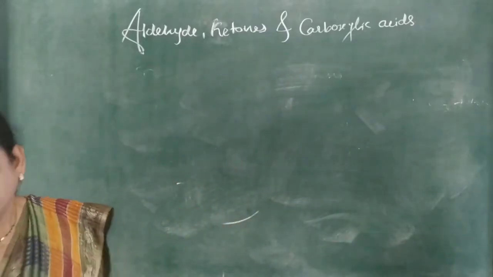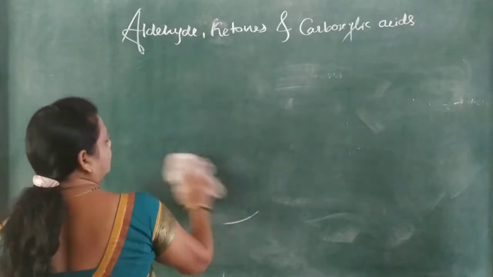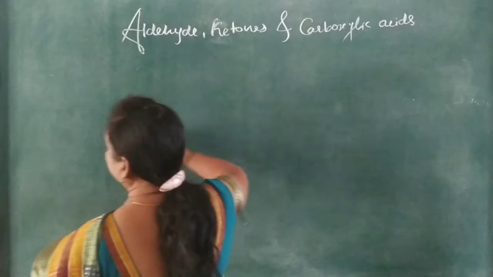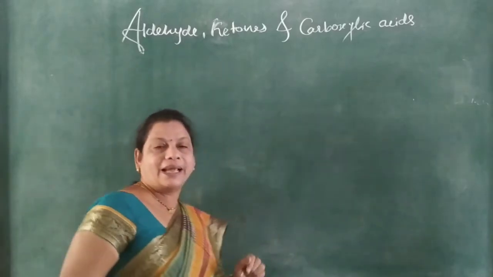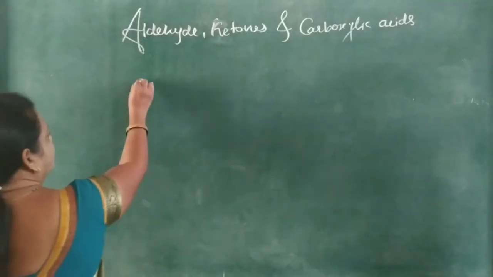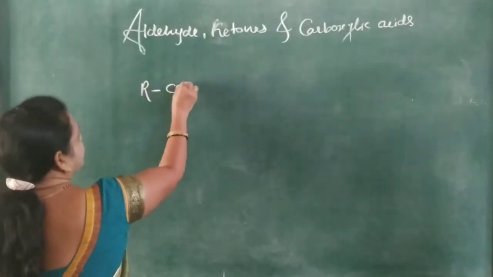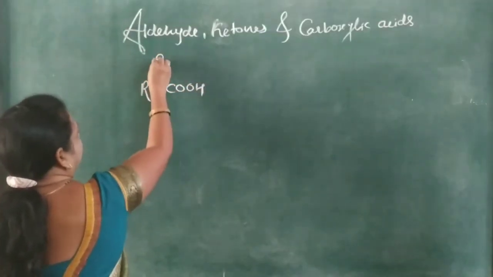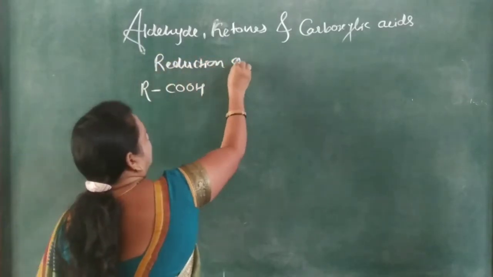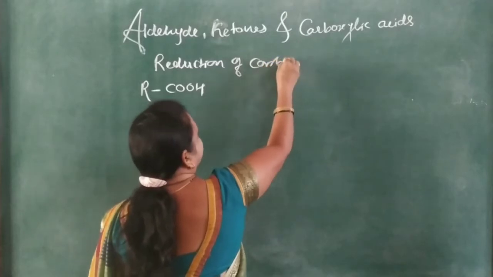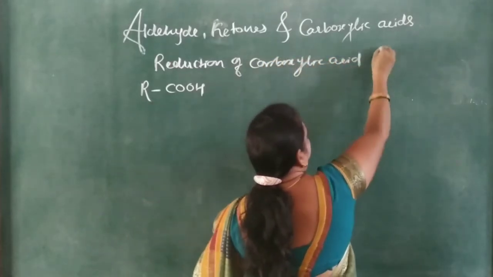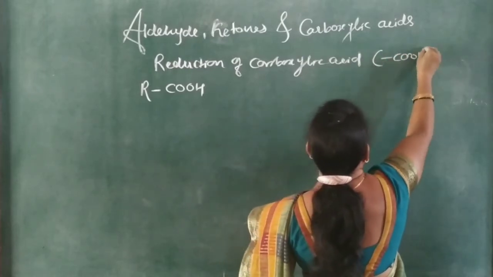Okay, and the last reaction is reduction of the carboxylic acid group, the COOH group. Reduction can be carried out in the presence of a reducing agent like LiAlH4.